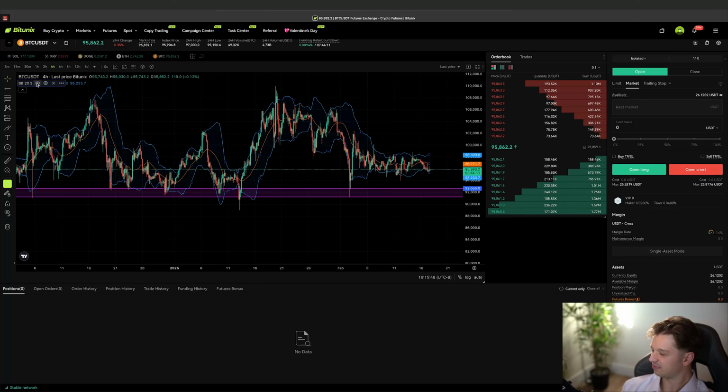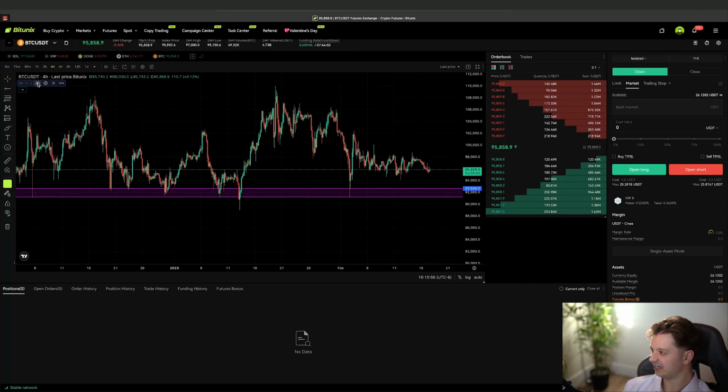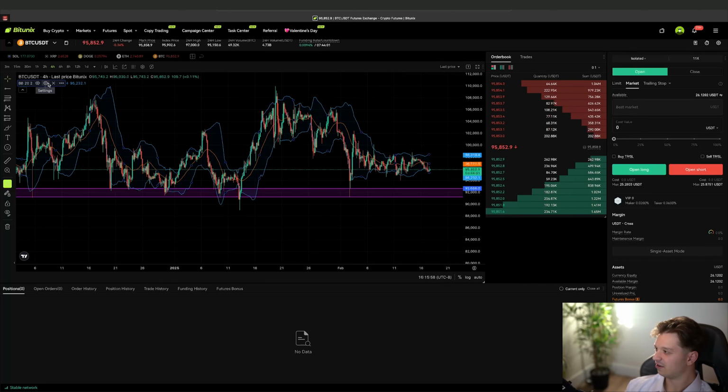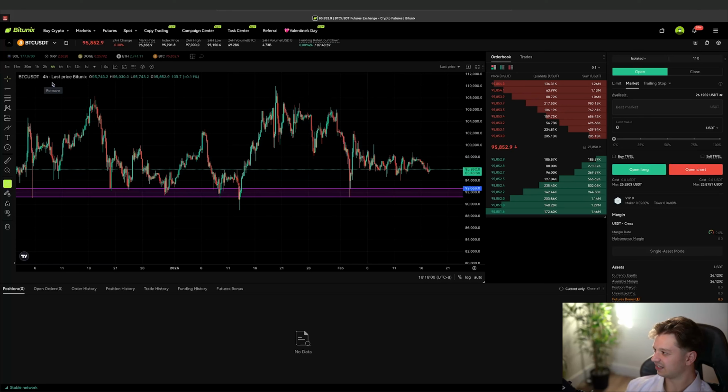So if you want to keep this on your chart, you can. All your indicators will be up here on the top left. What you can do is you can hide them temporarily if you don't need them, and then turn them back on. Or if you just want to remove it, you can click the X right here.